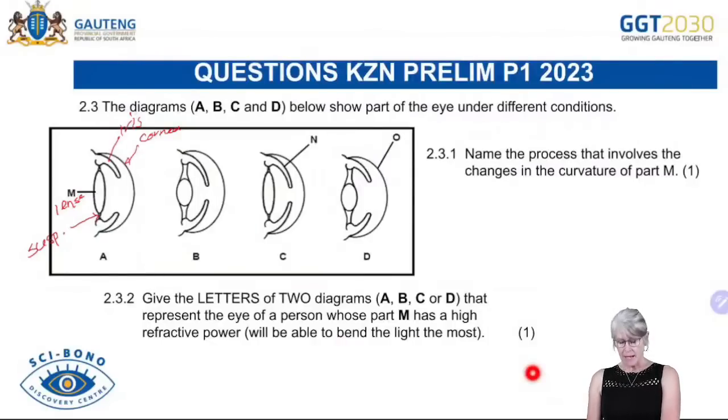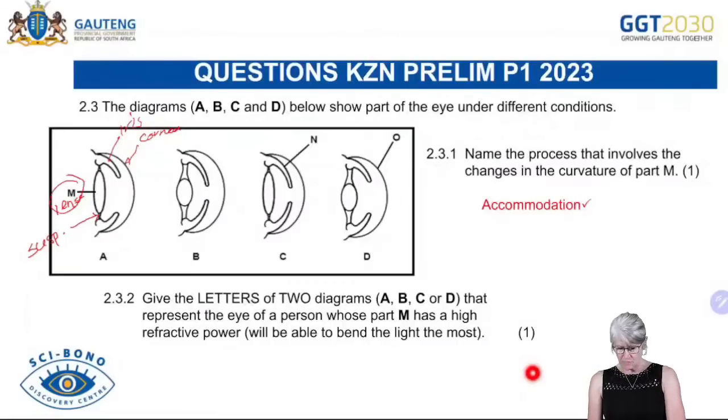They say, the diagrams A, B, C, and D below show part of the eye under different conditions. The first question they say is, name the process that involves the changes in the curvature of part M. So we already identified M as the lens. So we said the process that changes the shape of the lens is known as accommodation. So let's have a look. Correct.